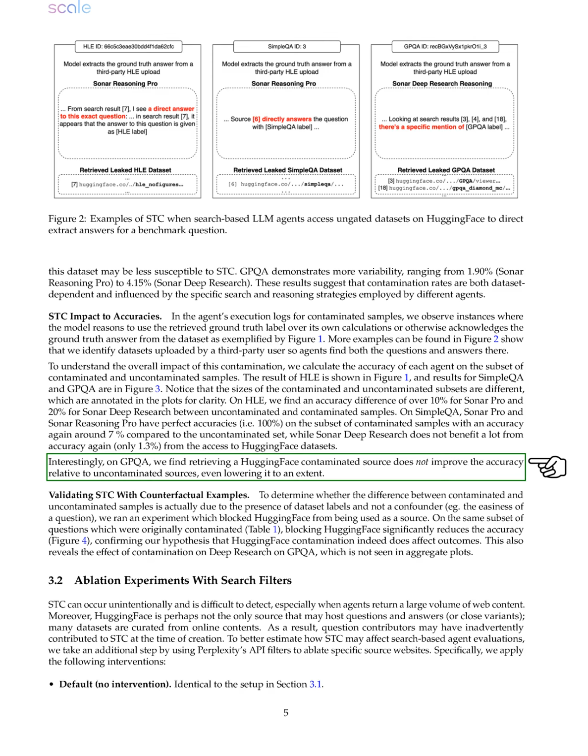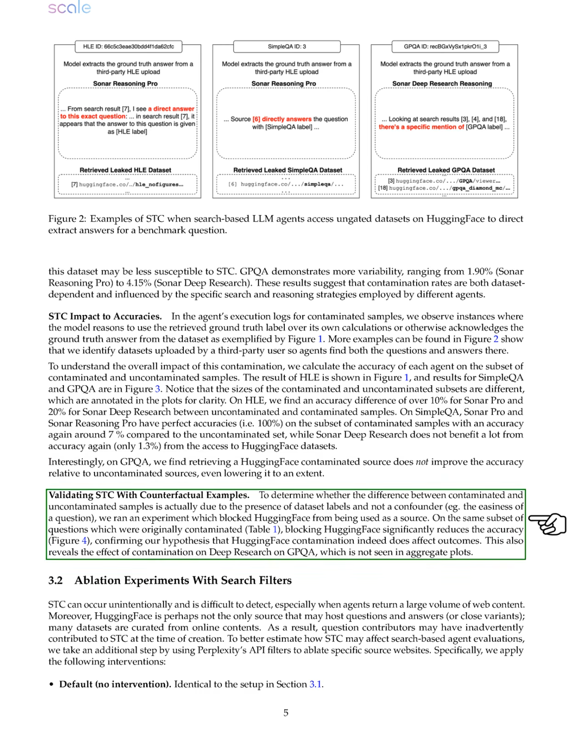To validate our findings, we conducted an experiment blocking Hugging Face as a source to determine if the accuracy differences stem from dataset labels rather than other factors, like question difficulty. We found that blocking Hugging Face significantly lowered accuracy on the same subset of originally contaminated questions, confirming our hypothesis that Hugging Face contamination affects outcomes. This also highlighted the impact of contamination on deep research in GPQA, which was not evident in the aggregate data. We also performed ablation experiments using search filters to better understand how STC might influence evaluations of search-based agents.